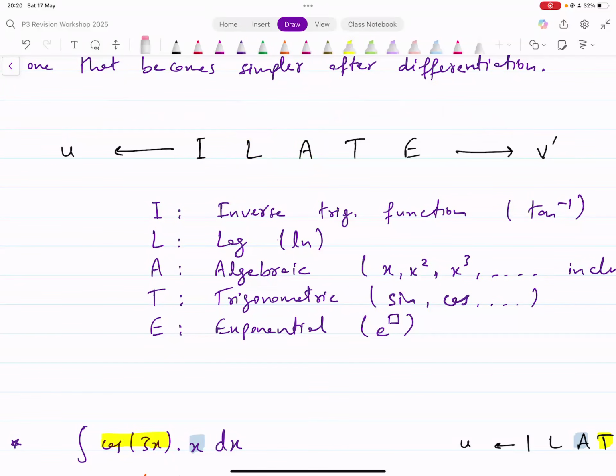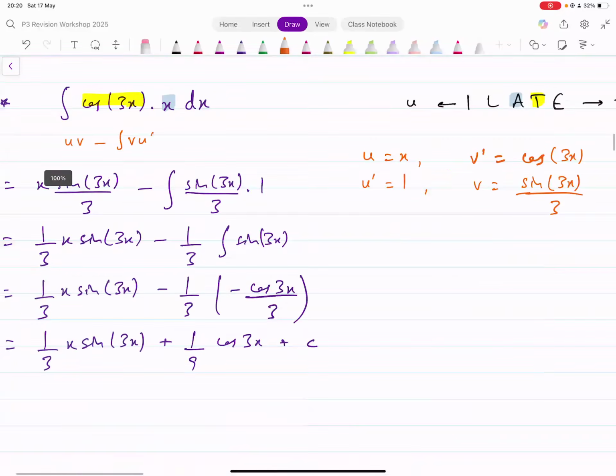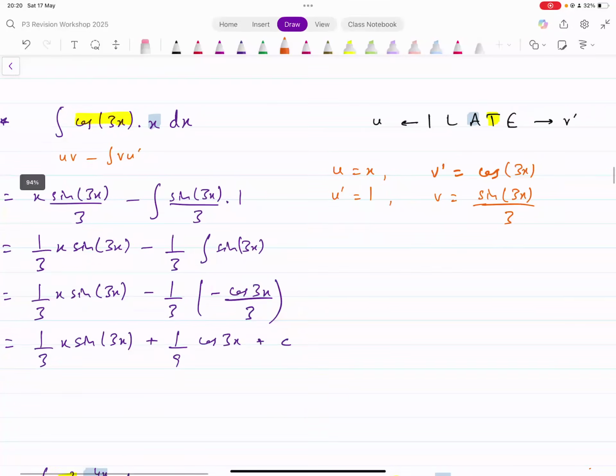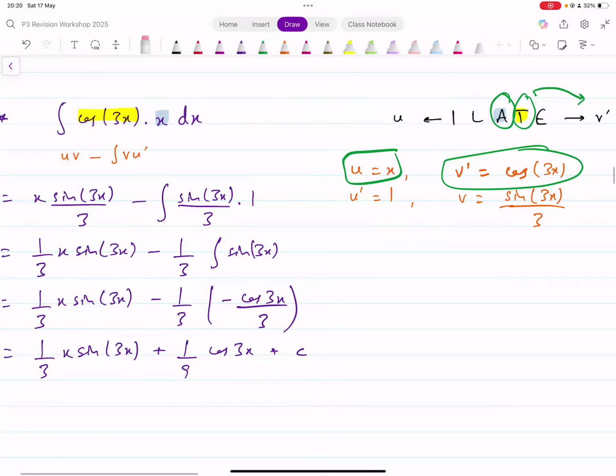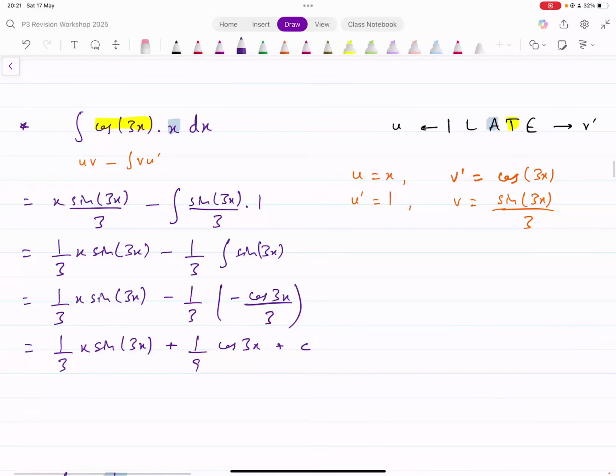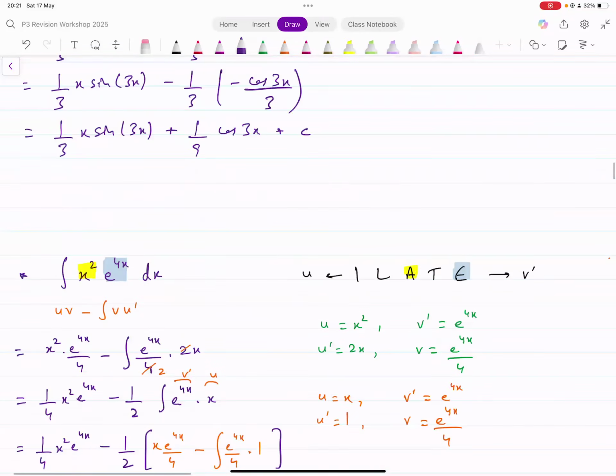For example, if you have cos of 3x into x, we want to integrate this. We've got two types of functions. One is trigonometric, the other is algebraic. Trigonometric is on the right, we take that as v dash. Algebraic, we take that as u equals x, v dash equals this, and then we just input values in the formula, and that gives us the result. Okay, so that's how we decide which variable to take as u and which one to take as v dash.